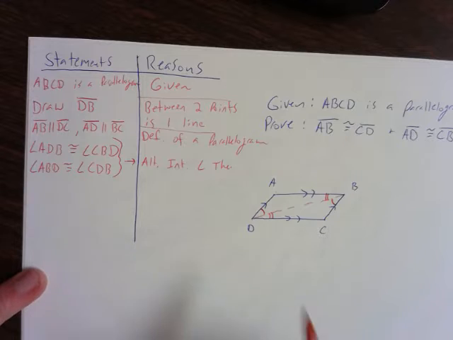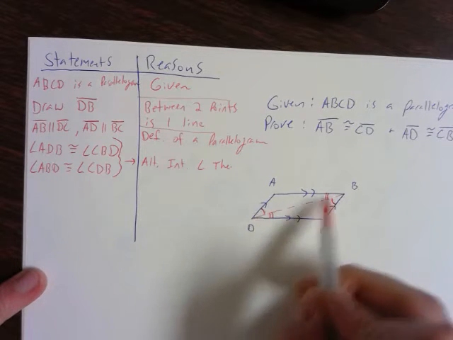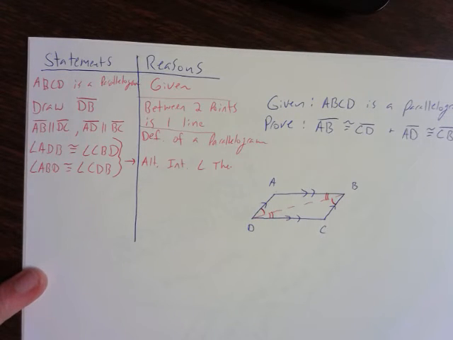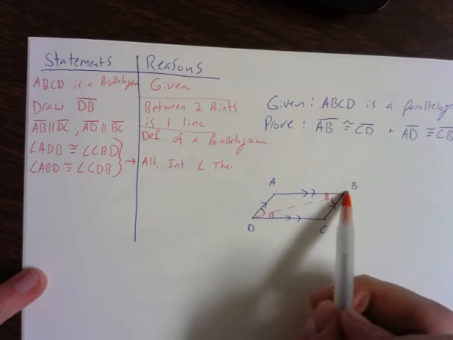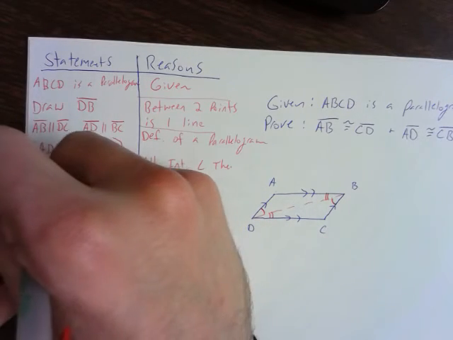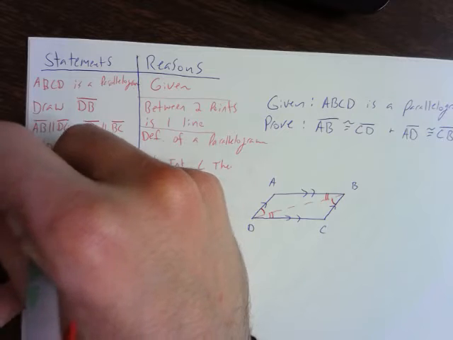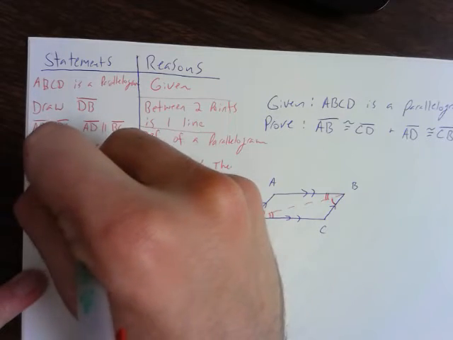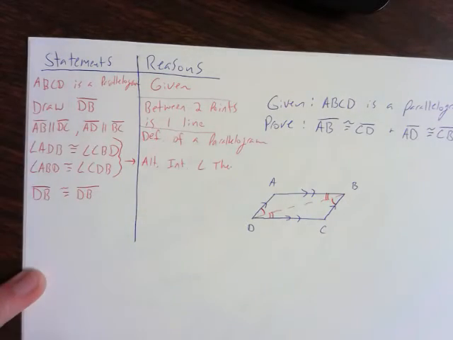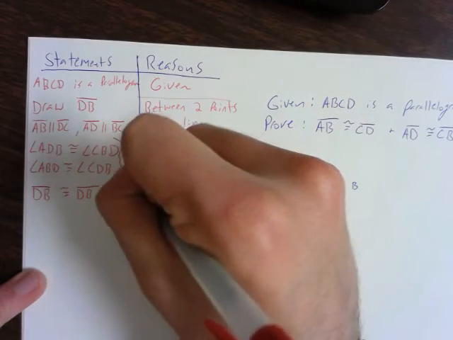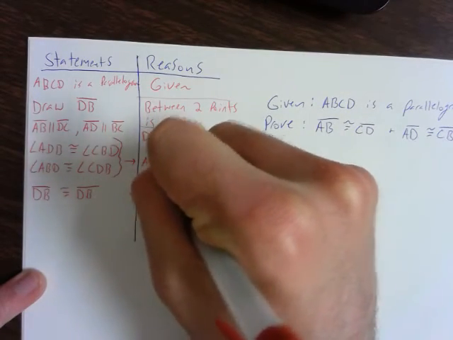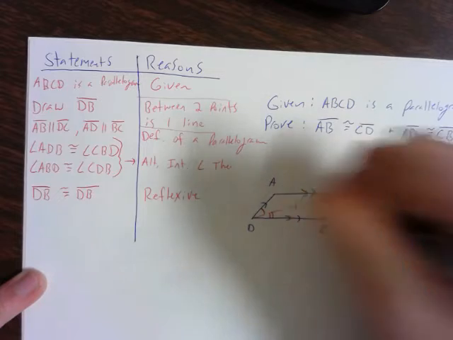Okay, so far I have an angle and an angle, so I have two angles. And then I also have that DB is congruent to DB. It's probably our easiest statement to remember. So DB is congruent to DB, and that is just reflexive. I'll just draw a little line there.